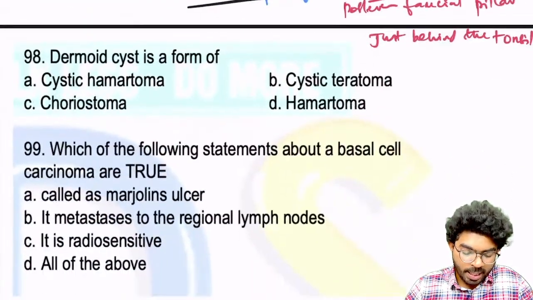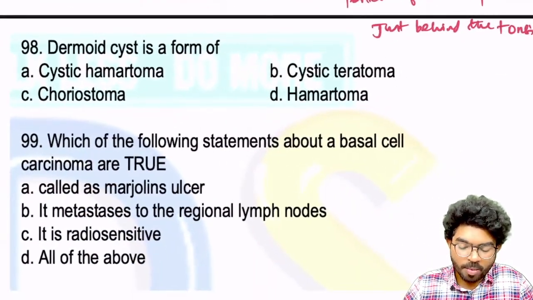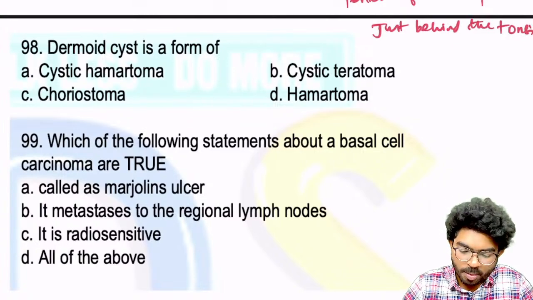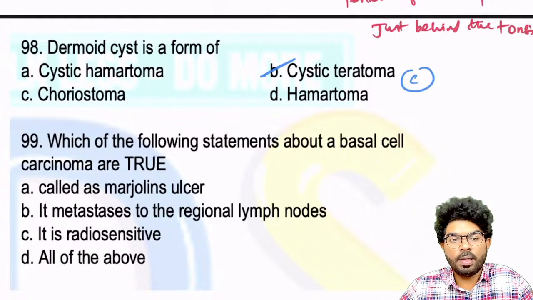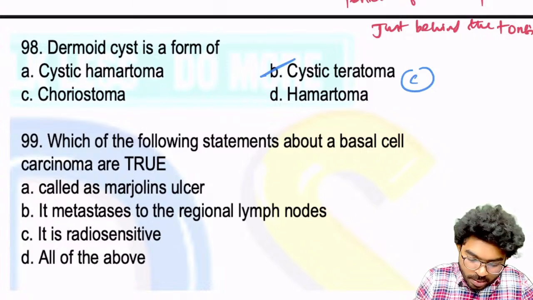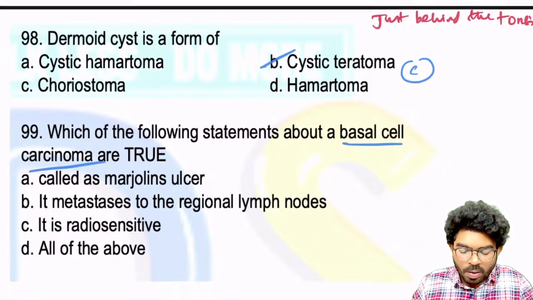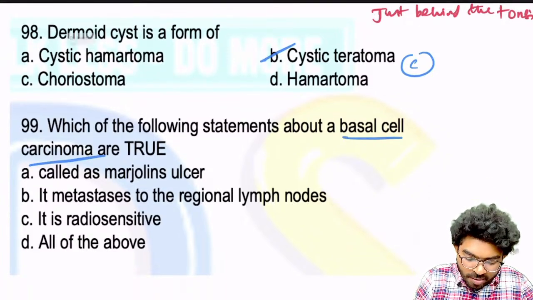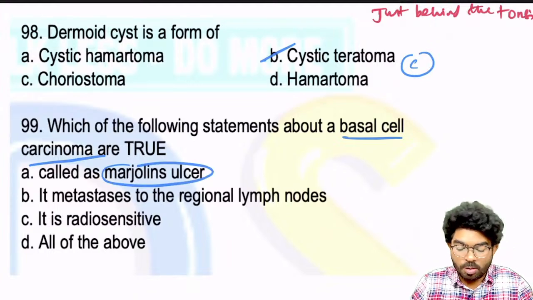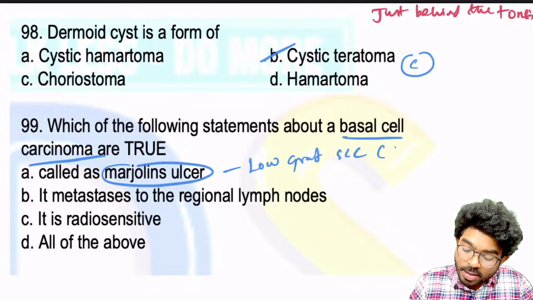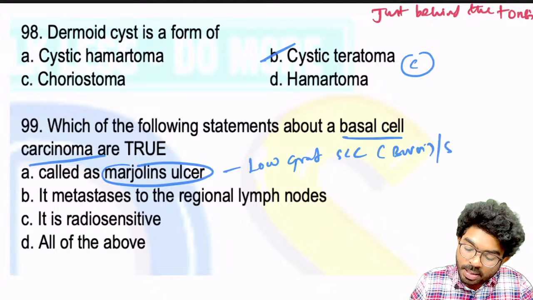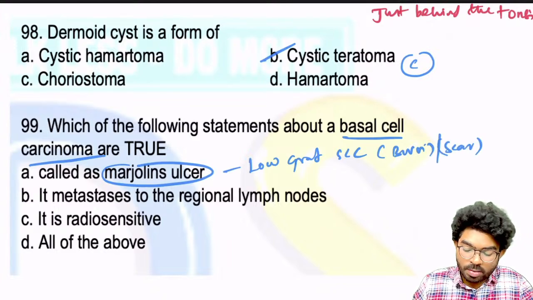Okay, next one is question number 98. Dermoid cyst is a form of cystic teratoma. Which of the following statements is true about basal cell carcinoma? Also called marginal ulcer? No, marginal ulcer is a different category. It is a low-grade squamous cell carcinoma, which is seen in the case of your burns patient or patients with scar. So it is nowhere related to this.